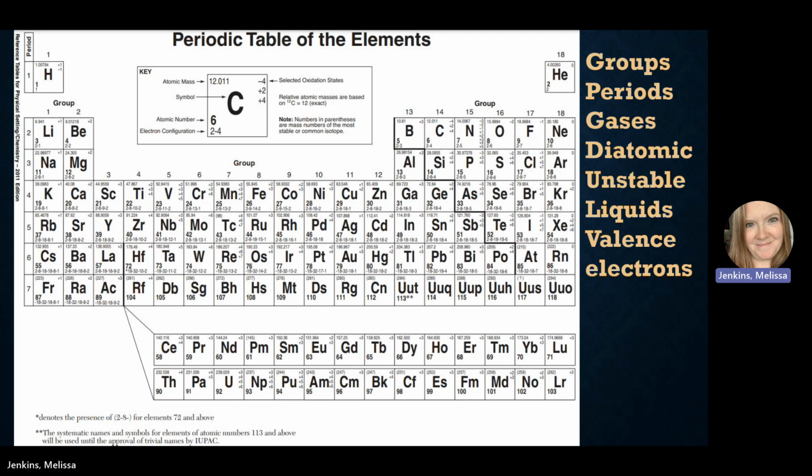Does anybody remember how we could tell if an element is unstable based just on looking at the information they give you on the periodic table? It has something to do with its atomic mass. It is. It's in parentheses. So if you look at 84, 85, 86, that's where it starts. You see how they're in parentheses? If it's in parentheses, that means all of the versions, all of the isotopes are unstable. Every single one.